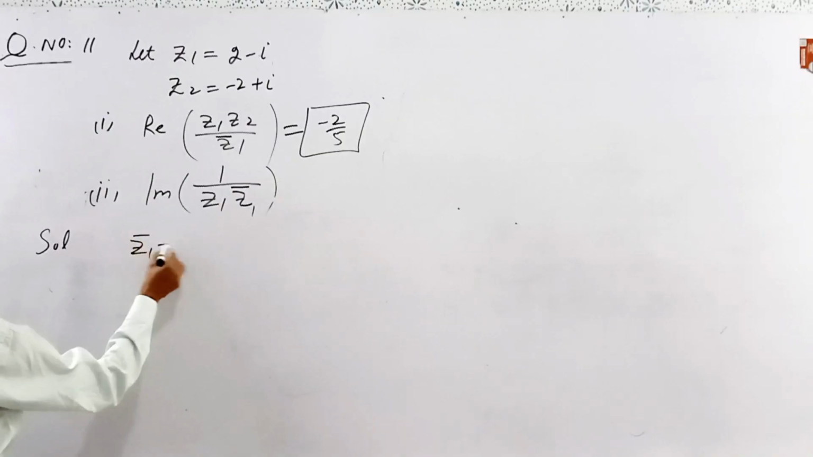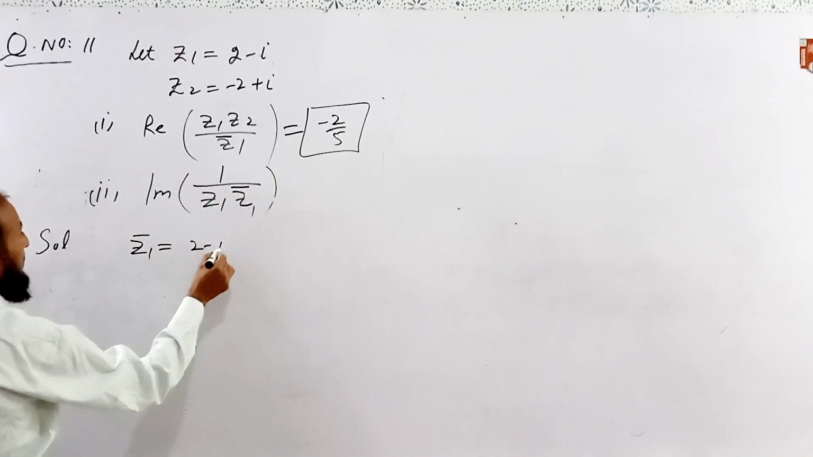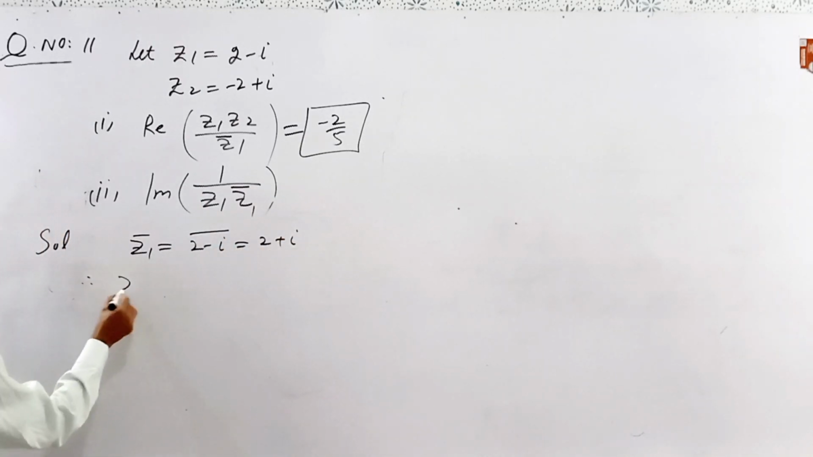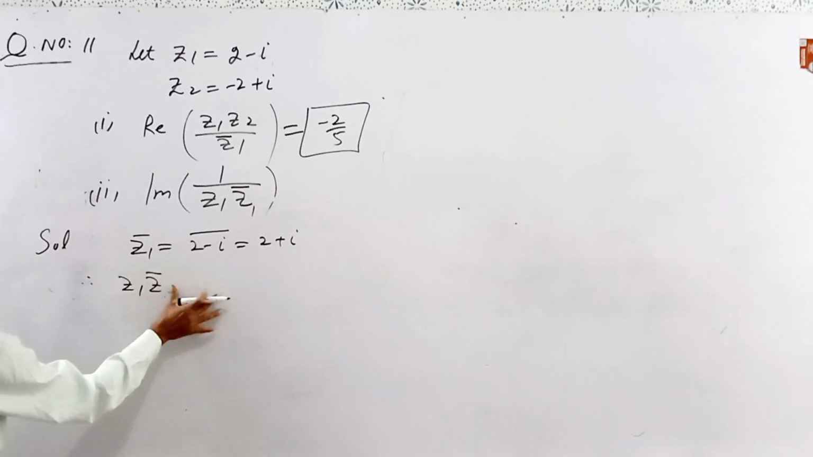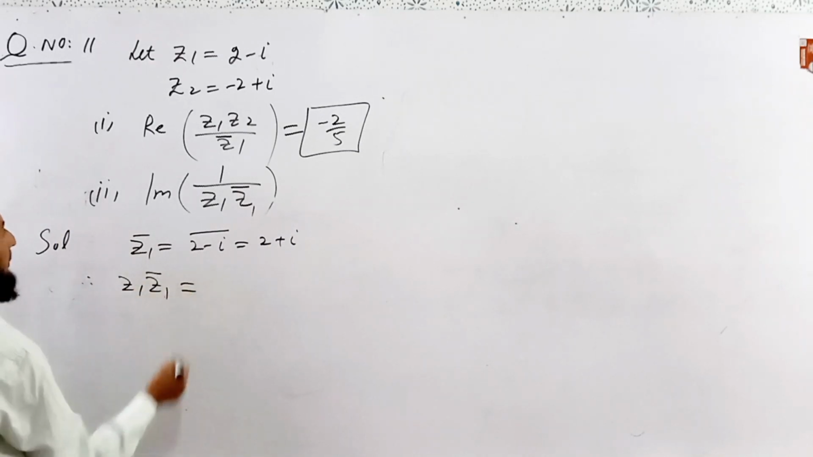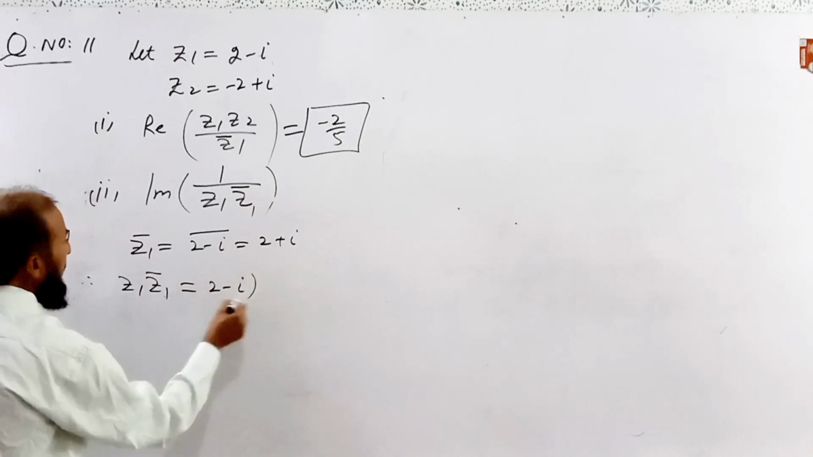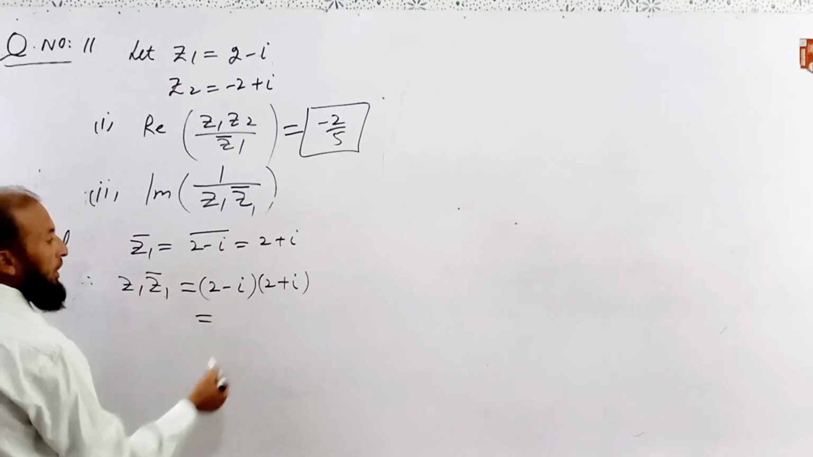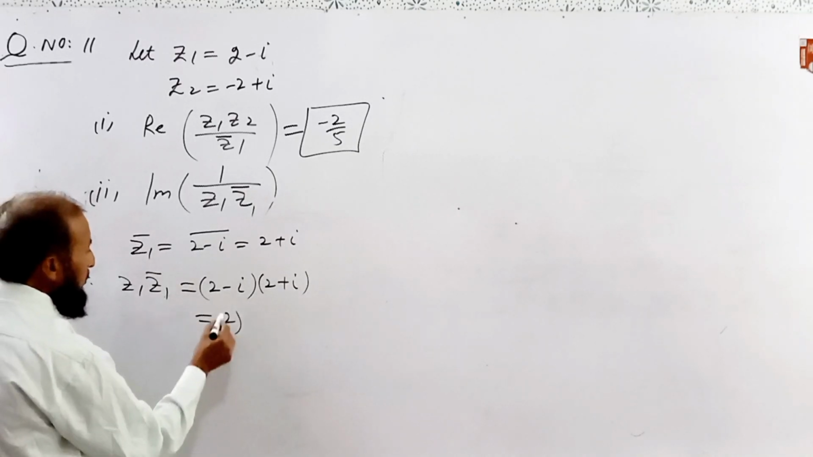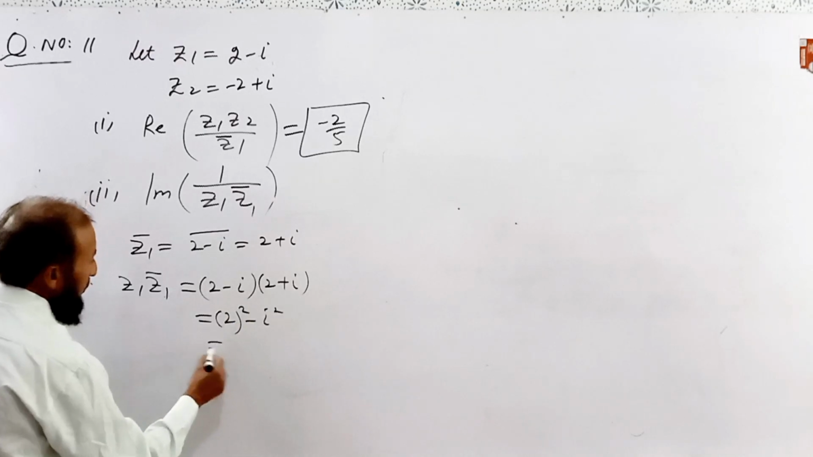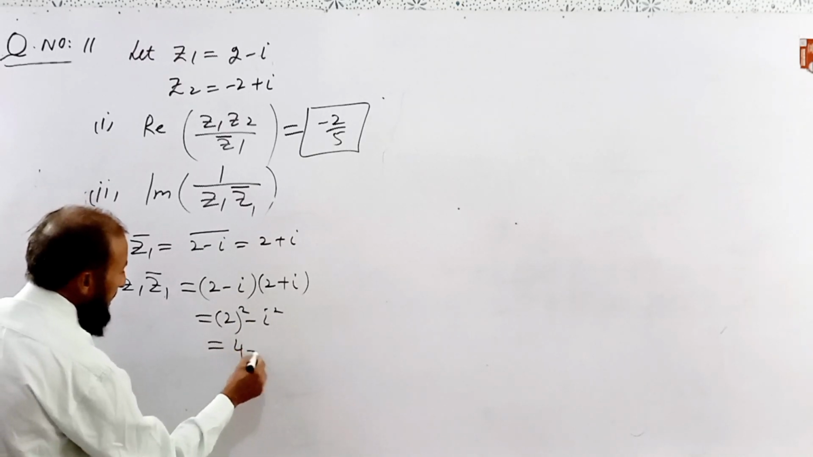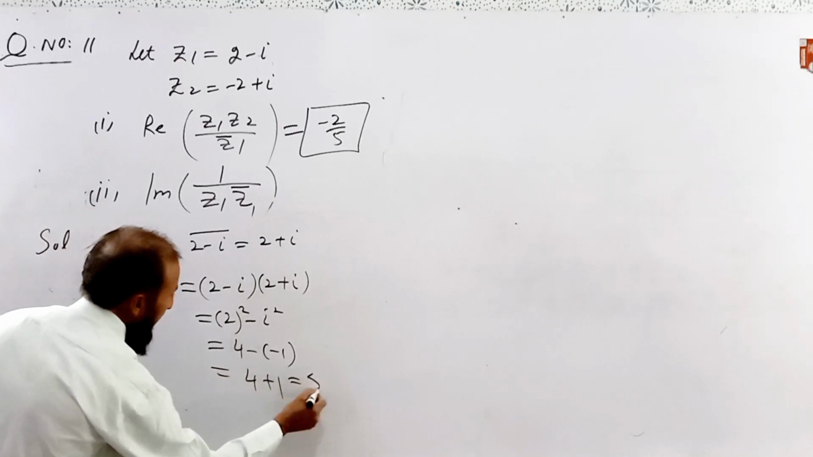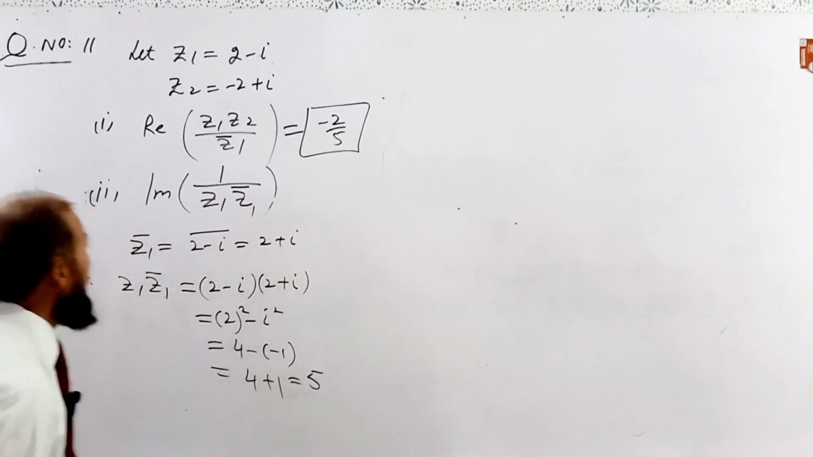Now z1 is equal to 2 minus iota, z bar is 2 plus iota. Now the combination of z1 and z1 bar: we multiply to each other, 2 minus iota, 2 plus iota. Here we can also use the formula (a minus b) into (a plus b), so a square minus b square. So the result is 4 minus iota square, so 4 plus 1. The result is 5.